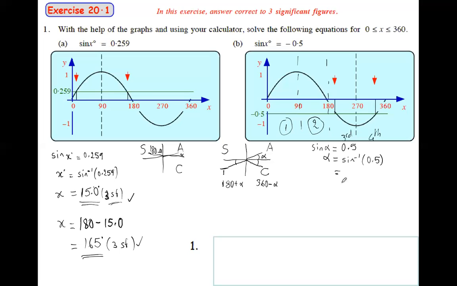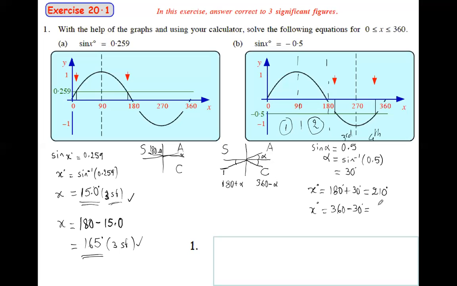So what is alpha? 30. So 30 degrees, yeah. I got negative. So now I've got alpha. I know what my x's are. The first one is x equals 180 plus 30. So what's that? 210. Yeah, 210, which makes sense. It's about here. And my last one is 360 minus alpha, 30.